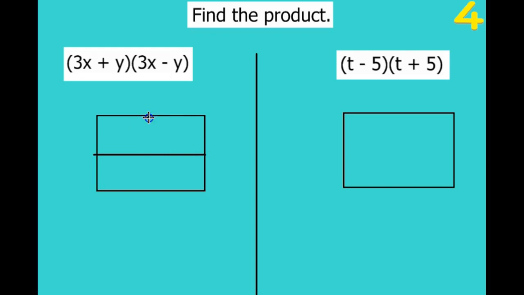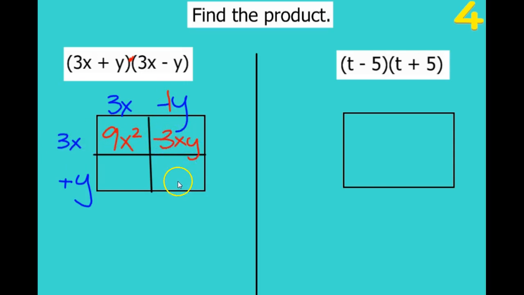So first, it doesn't matter which term you write where. I could write 3x plus y here, and 3x minus y here. It does not matter. We do, however, need to multiply always. 3 times 3 is 9. X times x is x to the power of 2. Then over here again, this is a negative 1, so 3 times negative 1 is negative 3. There's an x and a y. Then same thing here, 3 times 1 is 3. There's an x up there and a y over here.